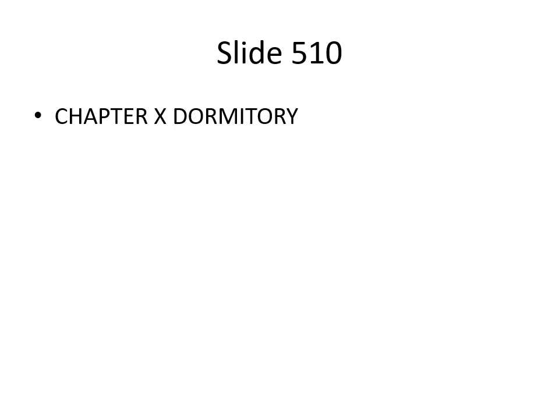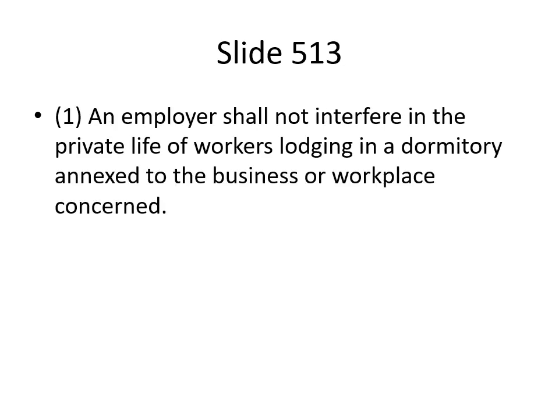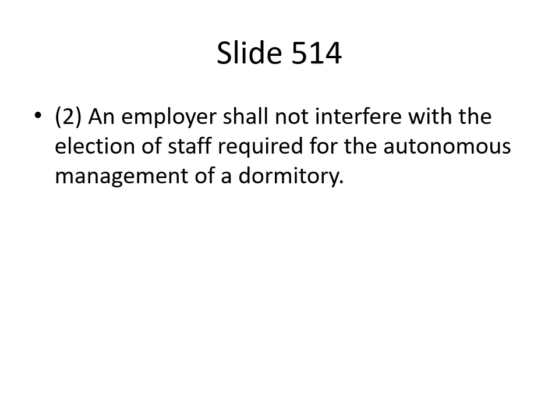Chapter X Dormitory. Article 98. Protection of dormitory life. 1. An employer shall not interfere in the private life of workers lodging in a dormitory annexed to the business or workplace concerned. 2. An employer shall not interfere with the election of staff required for the autonomous management of a dormitory.